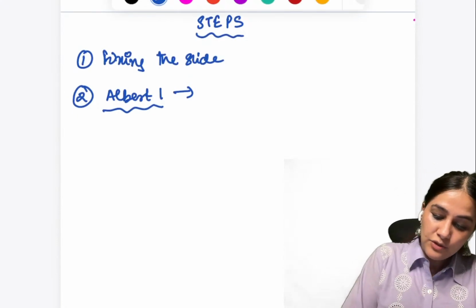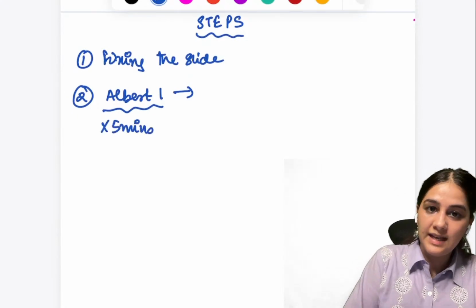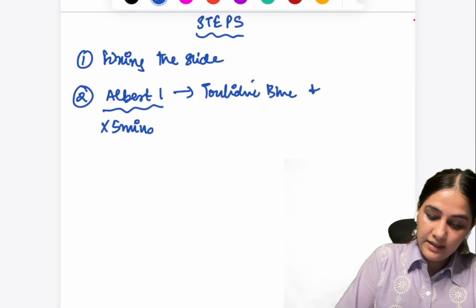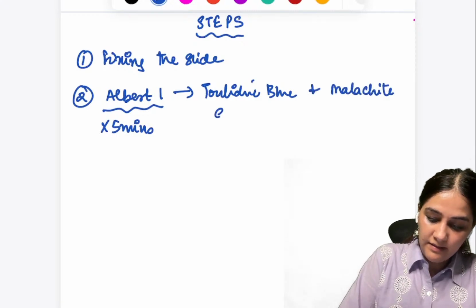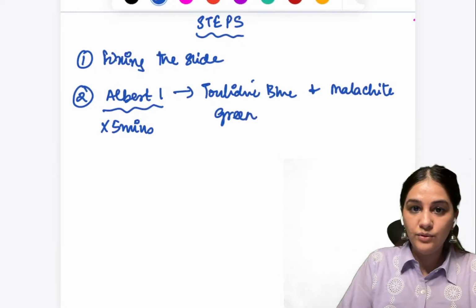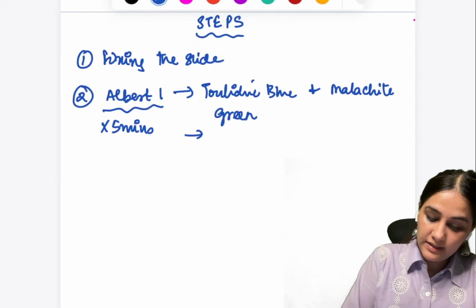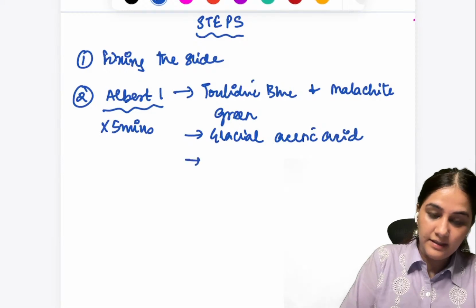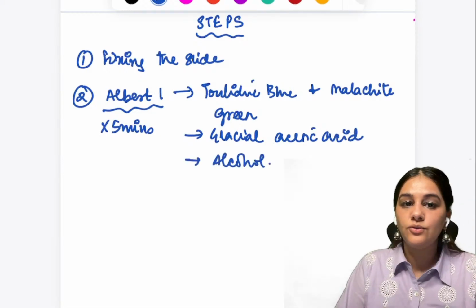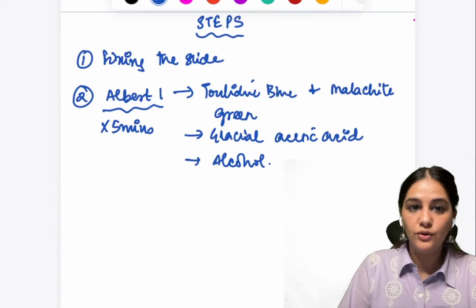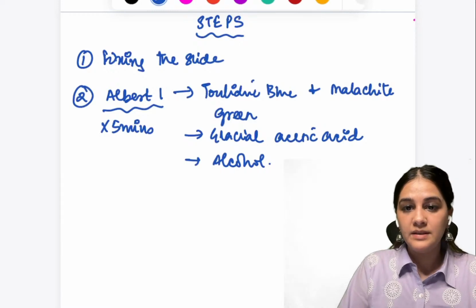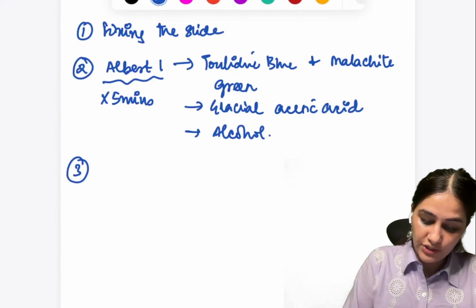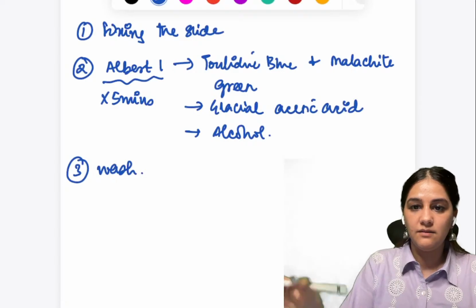Albert 1 we put for 5 minutes, and it contains what all? It contains toluidine blue, right? It contains your malachite green. Then it contains glacial acetic acid, right? And then it contains your alcohol. So these are the components of Albert 1. We put Albert 1 for 5 minutes, and then we wait. After 5 minutes, what is the next step? We have to wash it. So we will drain it, and then we will wash the slide.